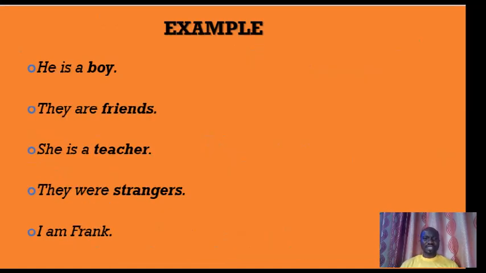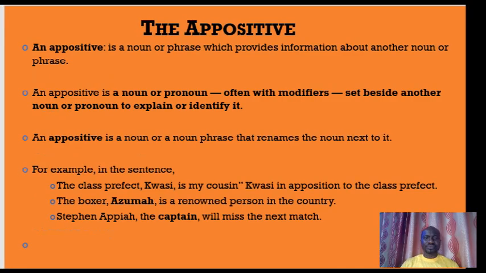For example, he is a boy. Here, he is the subject, but the boy is also a noun. But what is it doing in the sentence? It is complementing the subject for us to see the boy very well. They are friends. Friends is a noun, but here it is serving as what? A complement to they. She is a teacher. They were strangers. I am Frank. So Frank is serving as a complement to the subject I.